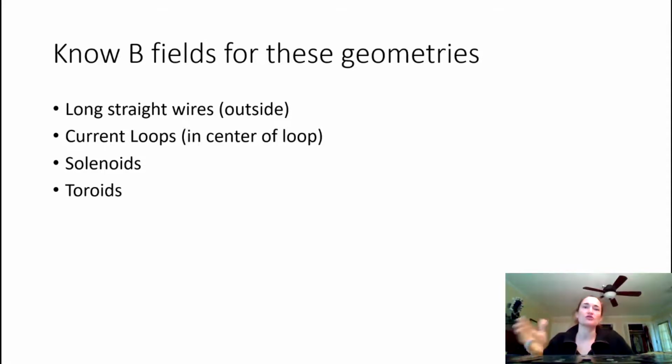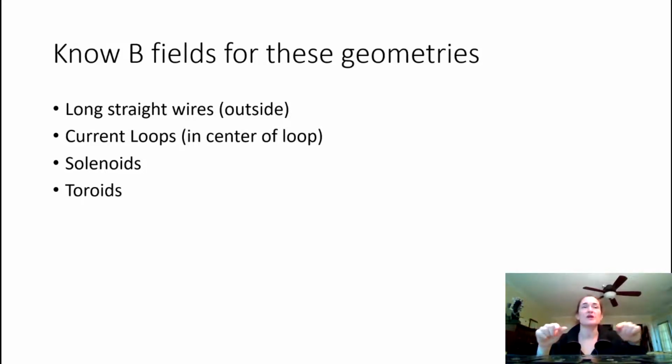Now, remember your alternative right-hand rules for these things. For long straight wires, if you point your thumb in the direction of the current, then your fingers are going to curl in the direction that the magnetic field naturally encircles that long straight wire. So for a long straight wire, magnetic fields make loops around the long straight wire.